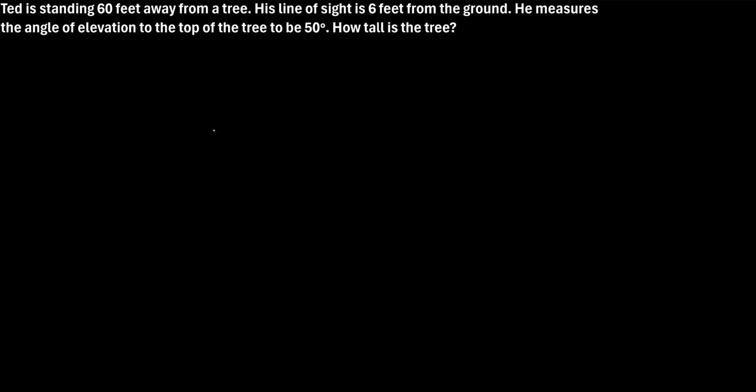All right, let's try another one. Ted is standing 60 feet away from a tree. His line of sight is 6 feet from the ground. He measures the angle of elevation to the top of the tree to be 50 degrees. How tall is the tree?